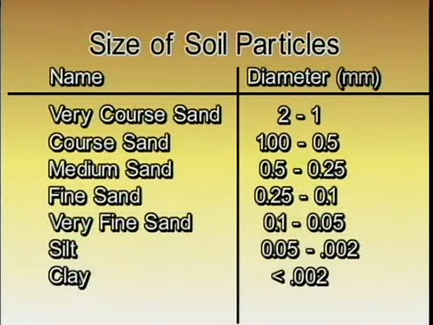Probably more important than you remembering these absolute numbers is that you understand that if we had a soil that had 40% sand-sized particles and that sand was predominantly coarse or very coarse sand, then that type of sand would influence the physical properties of that soil quite a bit differently than if that sand were fine or very fine sand down here in the lower end of the sand range.